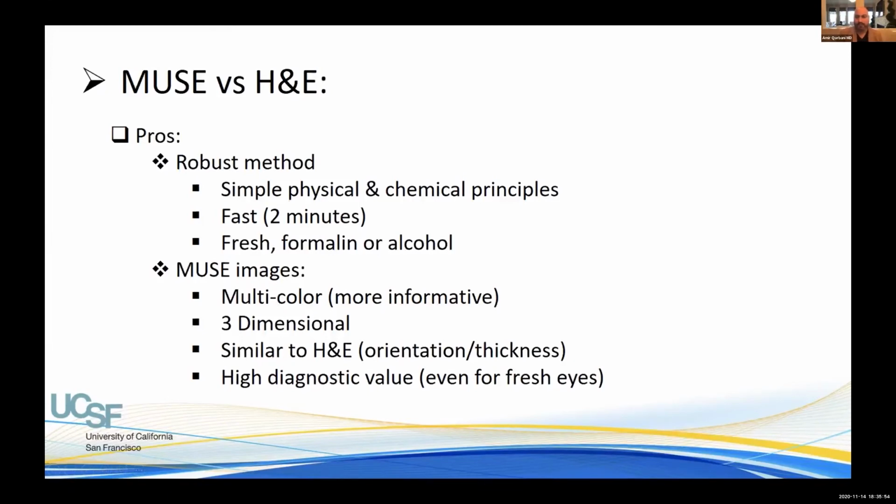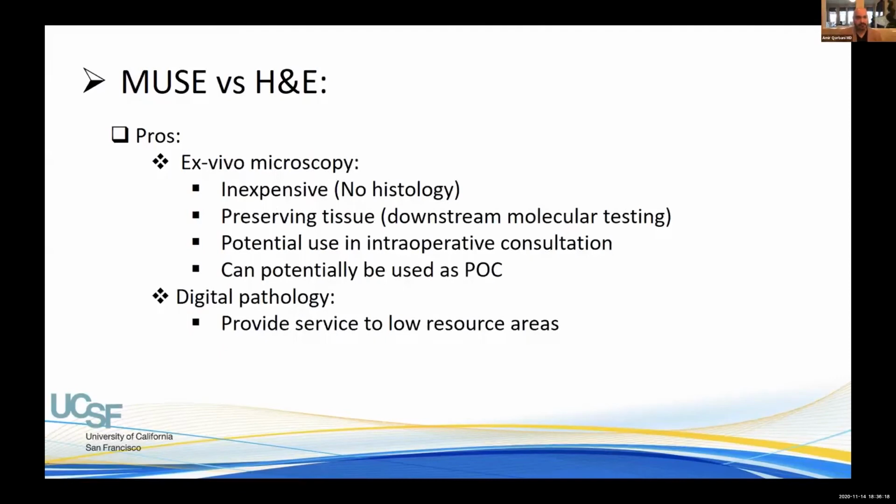And Muse images are multicolor. In my opinion, it's more informative because each material has a specific color, and it's 3-dimensional. So for cystic lesions it's amazing. And it's similar to H&E, so even without specific training, people who are trained in pathology can examine and work with this. And it has a very high diagnostic value, even for fresh eyes, as I explained before.